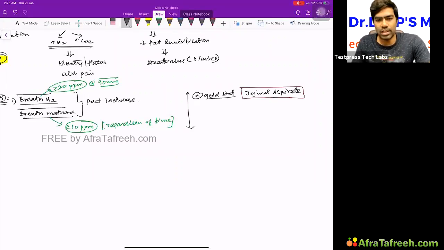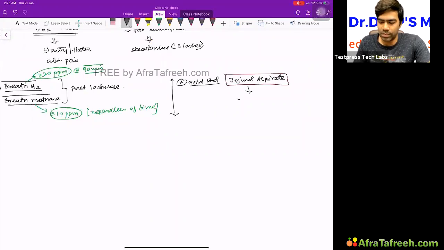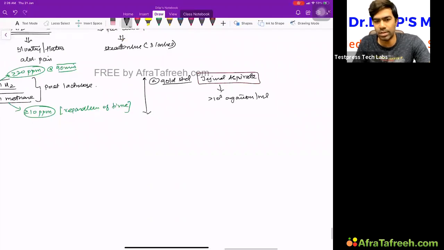So you need to take the jejunal aspirate. It's very difficult to collect jejunal aspirates during endoscopy. You have special tubes for that. But nevertheless, if the jejunal aspirate has more than 10 power 3 organisms per ml, that is 1000 organisms per ml of the aspirate, that is suggestive of SIBO.